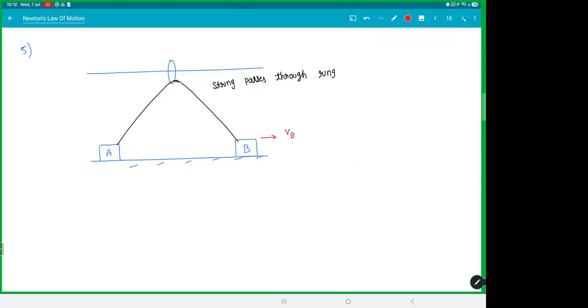Let's say VB is going with 2U. The ring is going horizontally with, let's say, some speed. Maybe I can give you some numbers. 2 meters per second. Let's say this is going with 1 meter per second. At this instant, these angles are 60 degrees and 30 degrees. Find velocity of A at this instant.